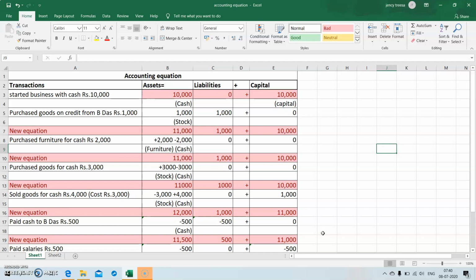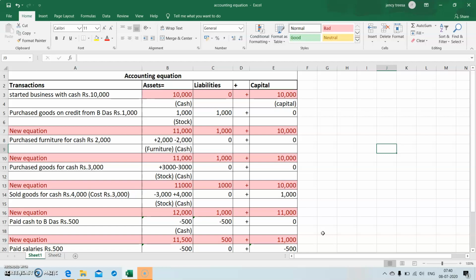Total you will find out what all assets you have. The new equation is: total 10,000 you already had as cash, now stock 1,000, so now it is 11,000. I hope you understood that. Liabilities only 1,000, since in the previous one it was 0 plus 1,000. Capital 10,000 plus 0, 10,000. This is clear, no? Next is purchase furniture for cash rupees 2,000.